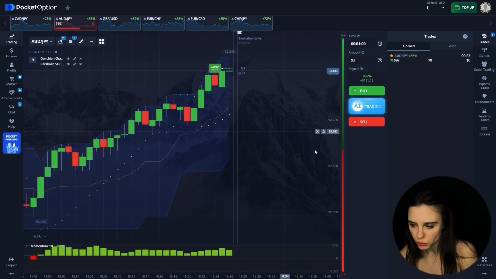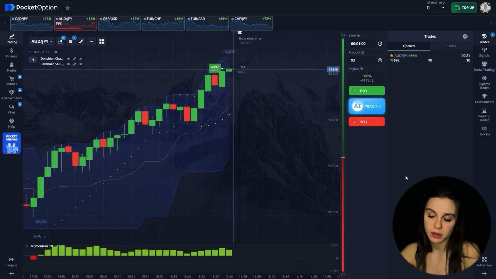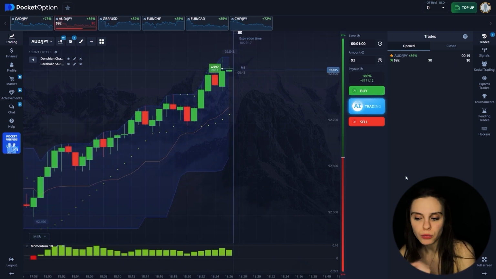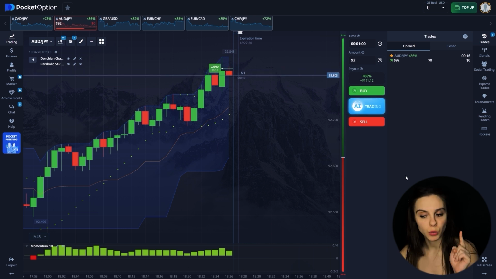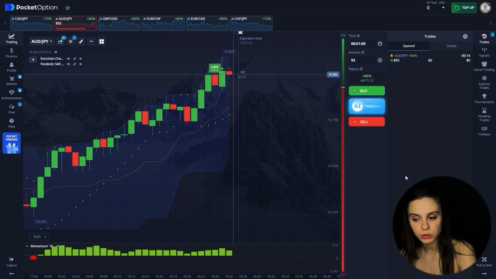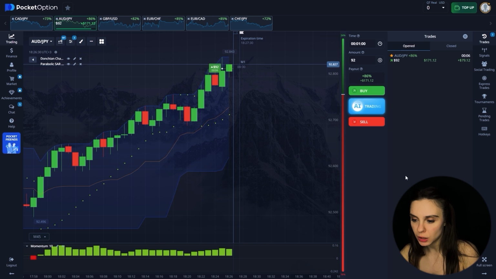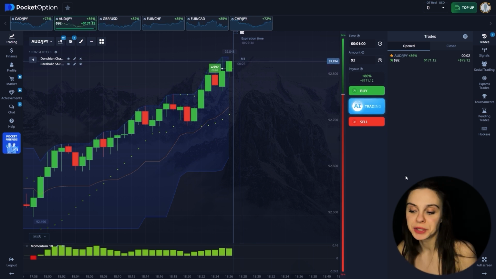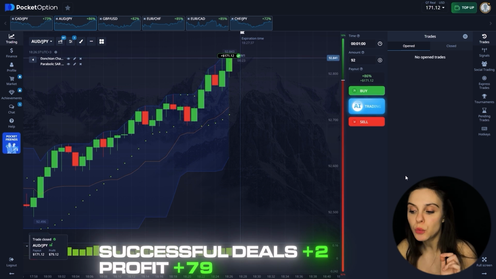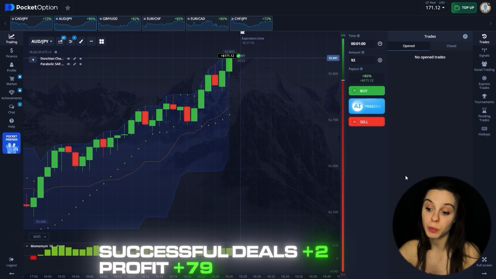Although we have small drawdowns, we have 20 seconds left, we are near the point of opening, but we will go in plus. Yeah, there are drawdowns, but nevertheless the general trend we have is quite strong and the reversal is not expected. 5 seconds remain until closing, and yeah, excellent. This deal closed in plus. We have $171 on our balance.